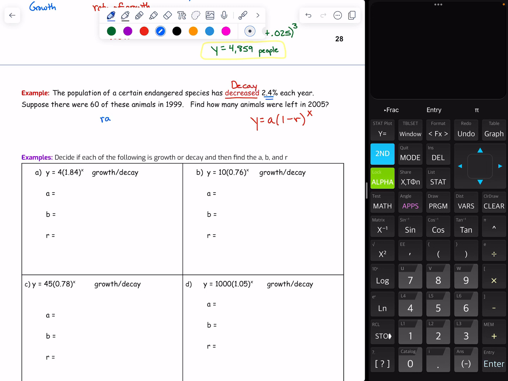So let's write out rate of decay was 2.4%. So we need to divide that by 100%. I'm going to get 0.024 for our rate. And it says, suppose there were 60 of these animals in 1999. So 60 sounds like our A value, the original amount of animals. And then it was in 1999.